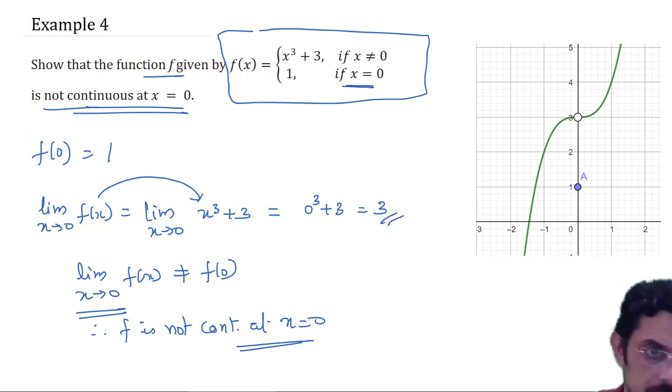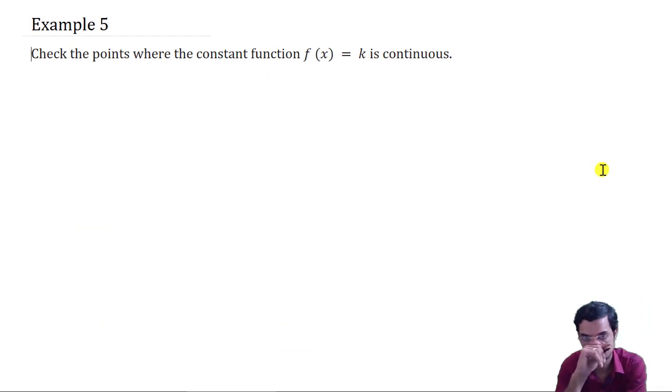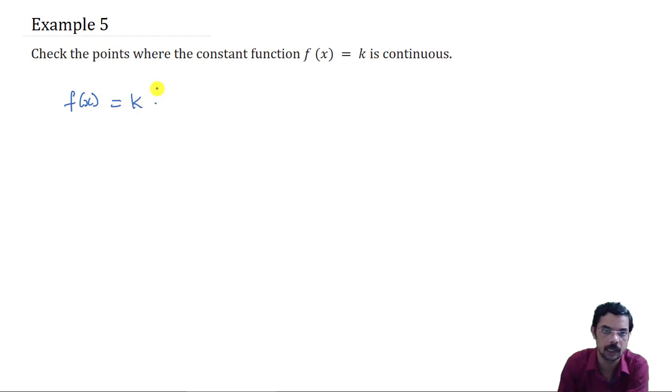Next example is example number 5. We need to check the points where the constant function f of x equal to k is continuous or not. Now we know that f of x is defined for all real numbers. f of x is equal to k. Now what is f of c? Let c be any real number. So what is f of c? f of c will be equal to k, because it is always k. So this is the first part.